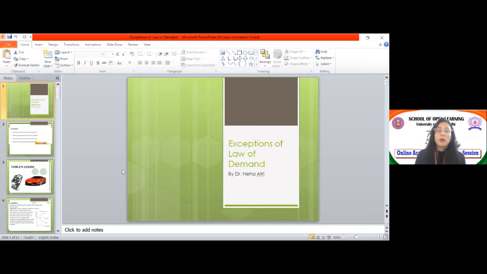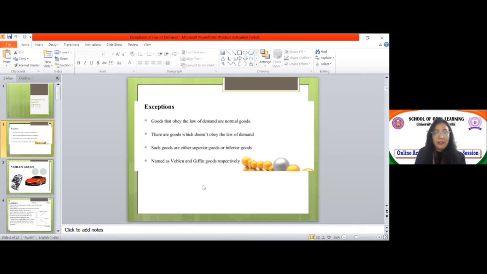So when we were talking about the law of demand, what did it say? The price will increase and the quantity demanded will be decreasing. When we talk about the exceptions, there are some goods which don't actually follow the rule of law of demand. Goods that obey the law of demand are normal goods. But there are goods which don't obey the law of demand. As we say, the price will increase, the quantity demanded will be decreasing, but some goods are such where it won't happen. Such goods are either superior goods or inferior goods.